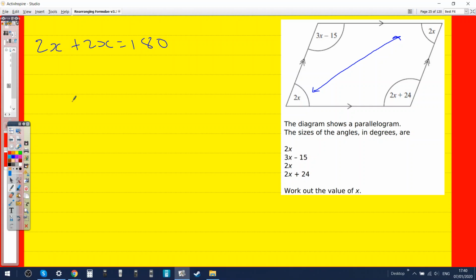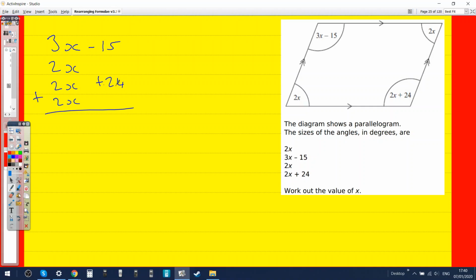So in a parallelogram, what's the name of a 4-sided shape? Quadrilateral. Yeah. And do you know what the angles in a quadrilateral add up to? Is it 360? Yeah. And so add those 4 up. What do you get? 3x plus 2x plus 2x plus 2x. Is it 9x? Yeah. And what is minus 15 plus 24?